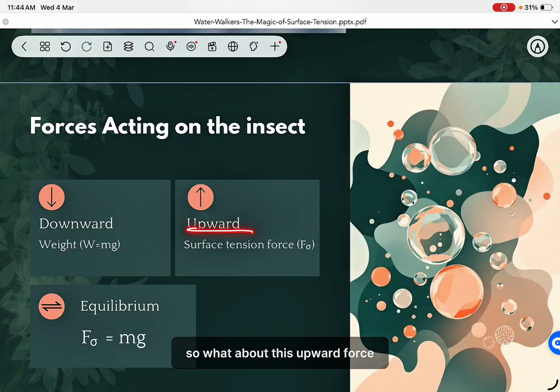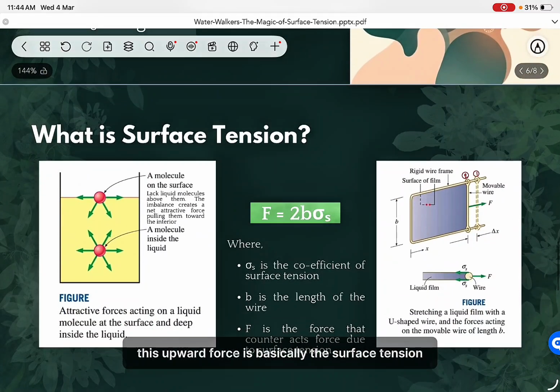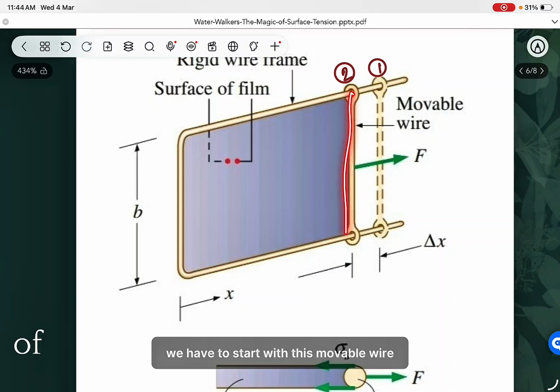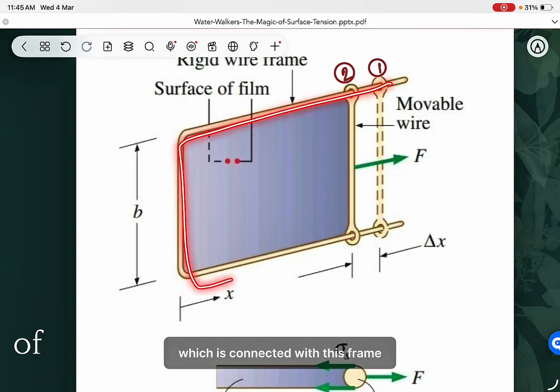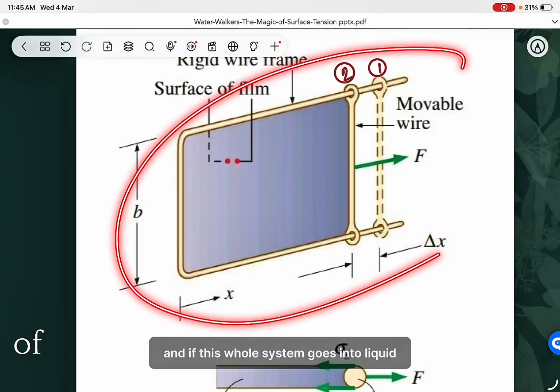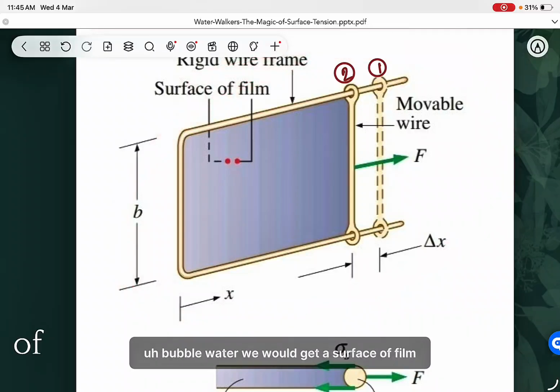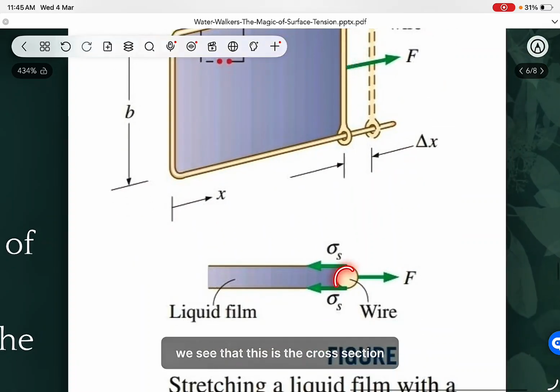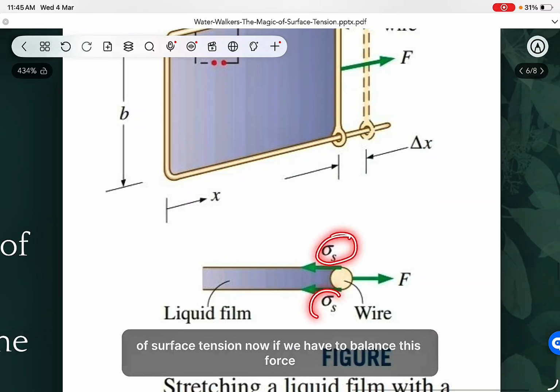So, what about this upward force? This upward force is basically the surface tension. And to understand surface tension, we have to start with this movable wire, which is connected with this frame. And if this whole system goes into liquid bubble water, we would get a surface film. And if we take a side view, we see that this is the cross section of the movable wire that has two surfaces and that is associated with two coefficients of surface tension.